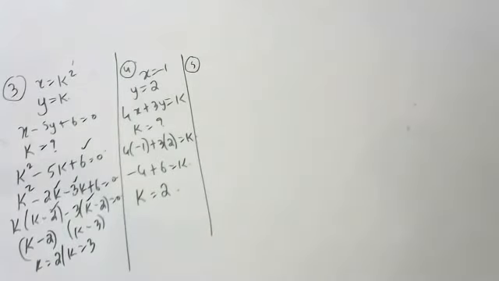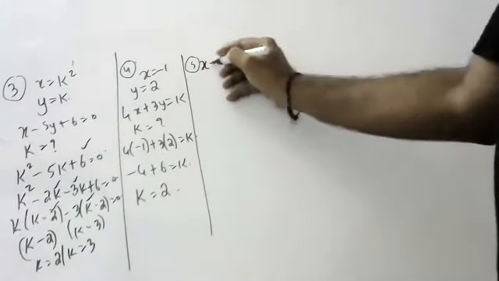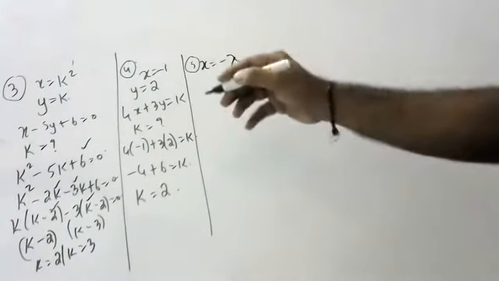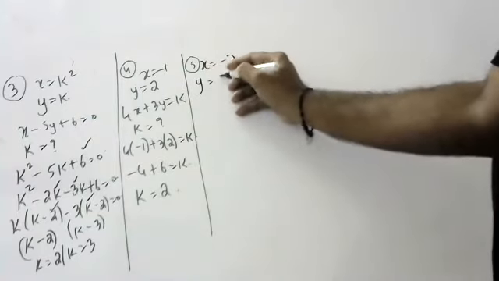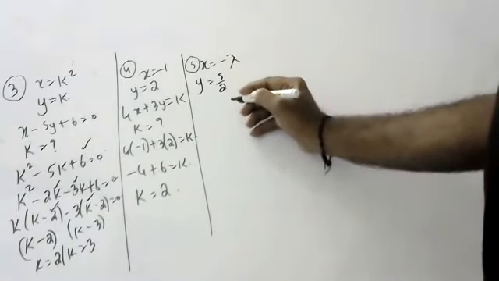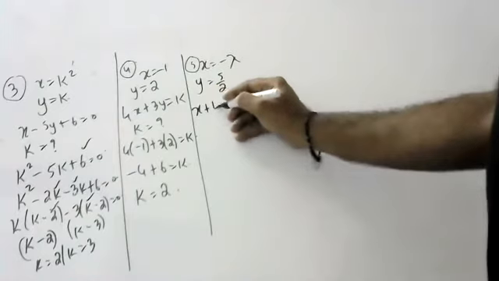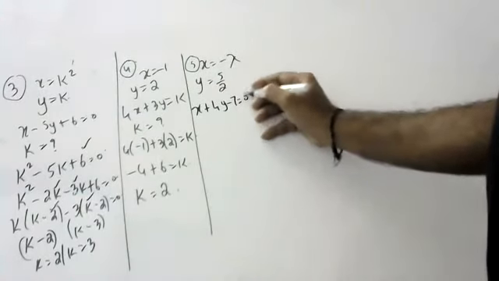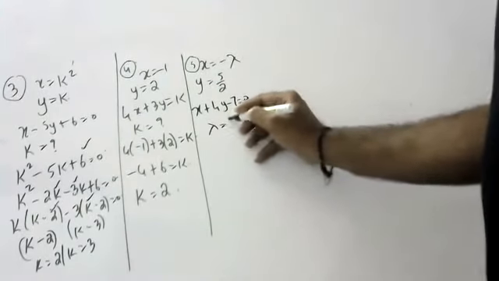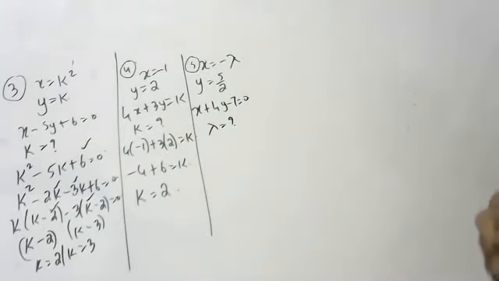Next. Sridhar, are you there? Yes, sir. Tell me the fifth sum. x is equal to minus lambda, y is equal to 5 by 2 are the solutions of x plus 4y minus 7 is equal to 0. The question is find lambda.